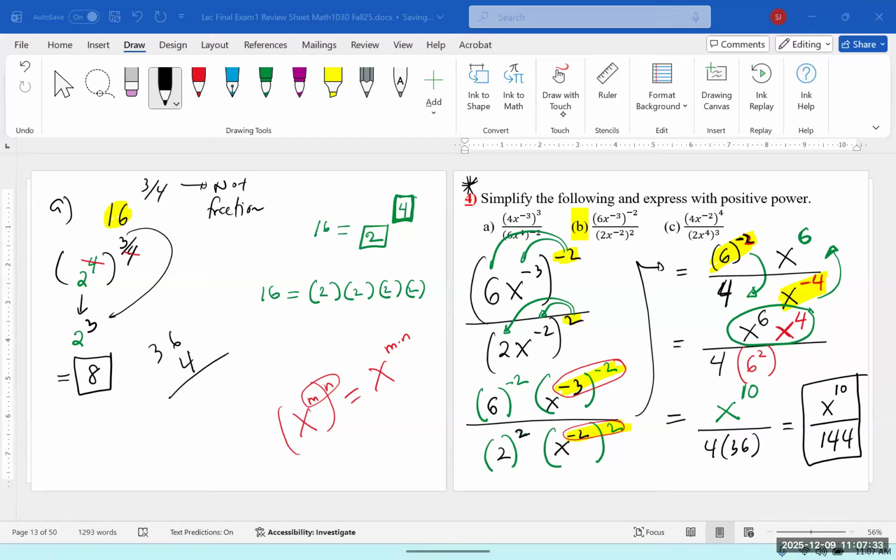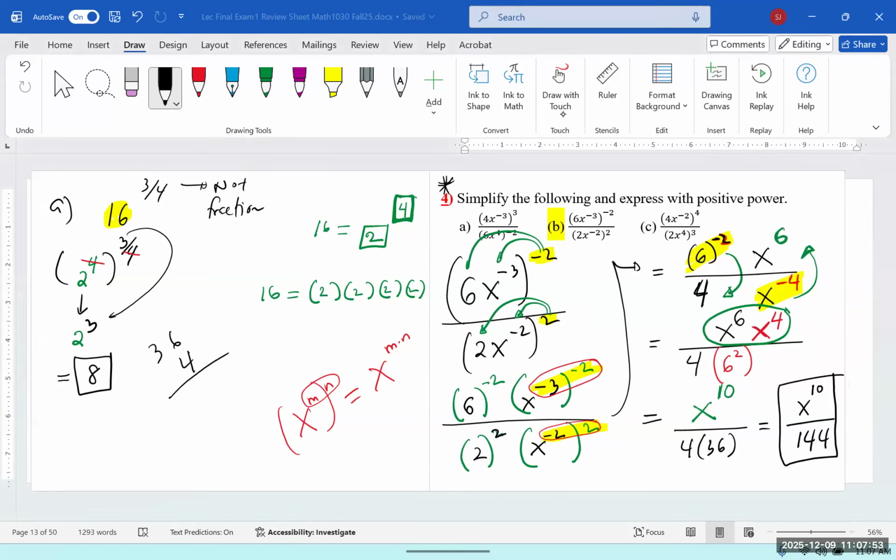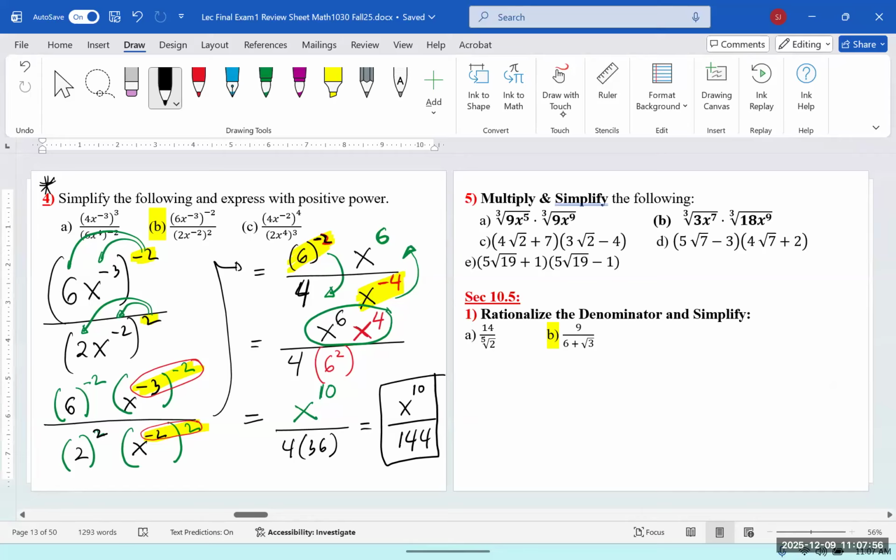So that's how you simplify all of these. Step 1, distribute the power. Step 2, use the power rule to multiply them. Step 3, for any negative power, switch their position. And finally, step 4, again, use the power rule to combine them or multiply the numbers. Any question? Okay, then.